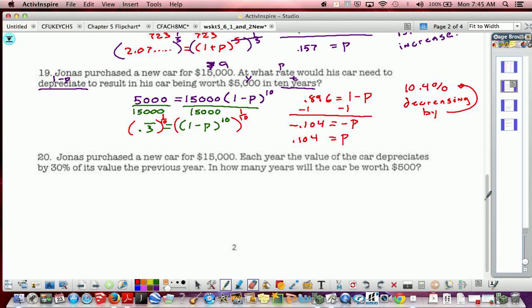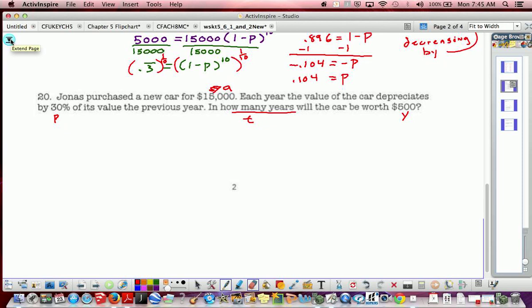Alright, number 20 says, Jonas purchases a new car for $15,000. Each year the value of the car depreciates by 30% of its value of the previous year. How many years will it take for the car to be worth only $500? Okay, so now, here's your A, here's your Y, here's your R, or your percentage rate. We want to know T. So this one's going to require us to use some logarithms.